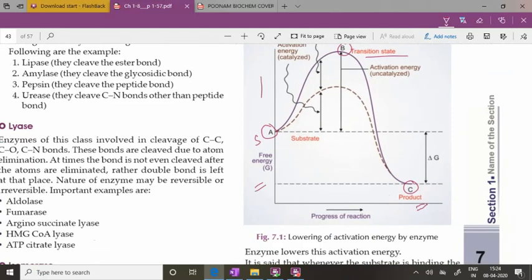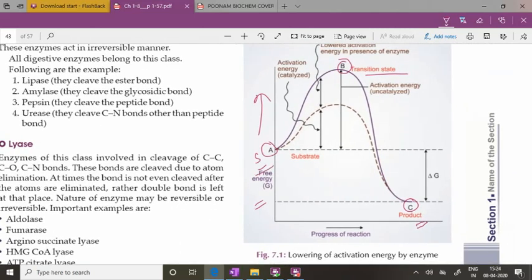You can see it is written here. The difference of free energy between the substrate and the transition state is called activation energy. You can see that B is the transition state and A is the substrate. So the difference of energy between the substrate and the transition state is called activation energy, which we can see by this particular arrow. This is uncatalyzed reaction where the transition state is shown to be at B position.